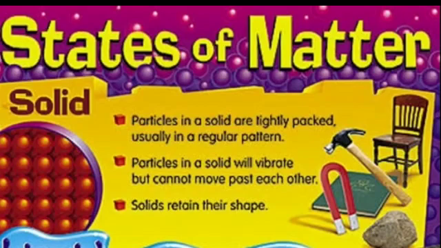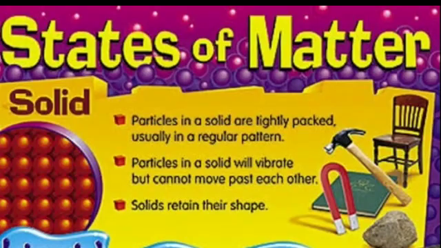So when we heat a solid, what happens? The particles in a solid will just vibrate in their mean position, but they cannot move away from their position. So that is why solids can retain their shape. They have a fixed shape and a volume because they occupy some space.